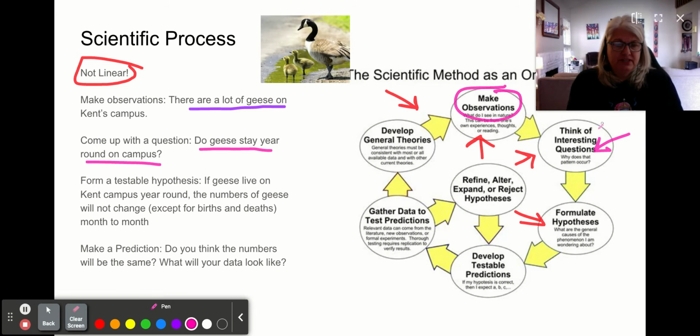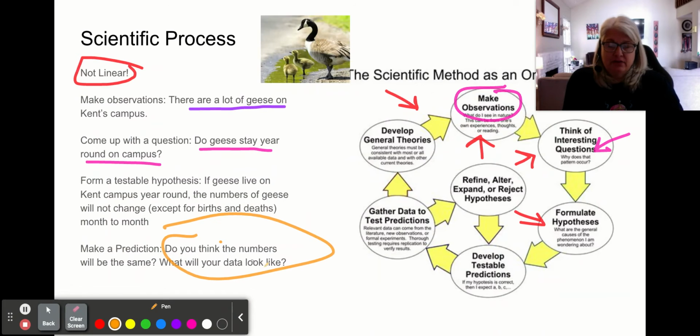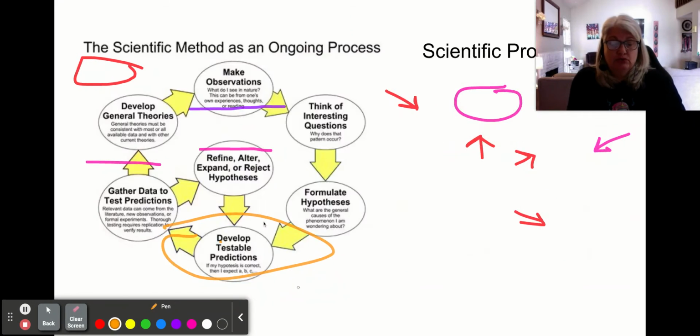We've already made observations. We're thinking of a question. Now I'm going to form a hypothesis, and we'll go over how to do that in some pretty good detail. It's going to be an if-then statement. If geese live on Kent campus year-round, then the numbers won't change for a year, except for births and deaths. That's pretty easy to measure, right? So I'm going to make a prediction. Predictions are important. What do I think the numbers will look like? If I don't think that the geese move, then I think the numbers are going to stay pretty steady.